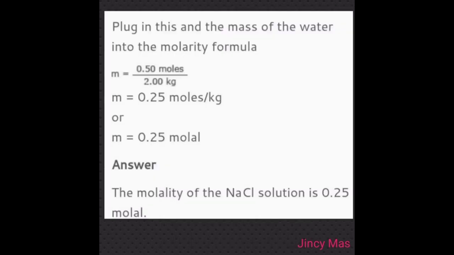We have already calculated the number of moles of the solute, and in the question the mass of solvent is given in kilogram. So just by dividing that, we will get the molality of the solution. So that is 0.25 m, small letter m. That is a molal solution, 0.25 molal solution of sodium chloride.